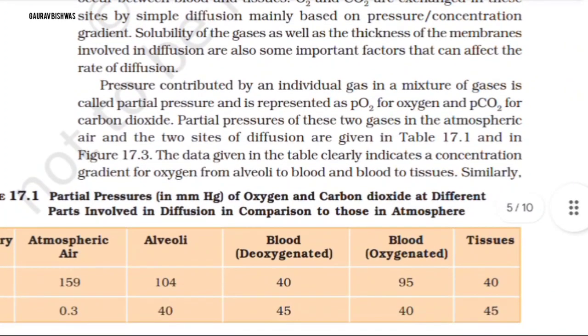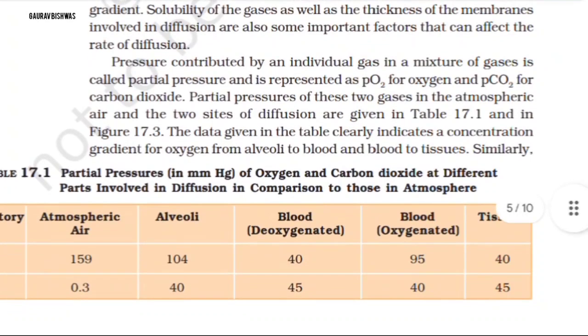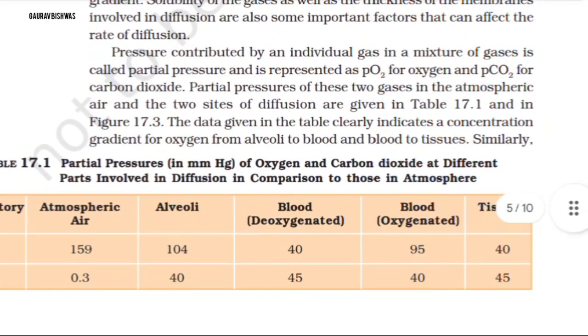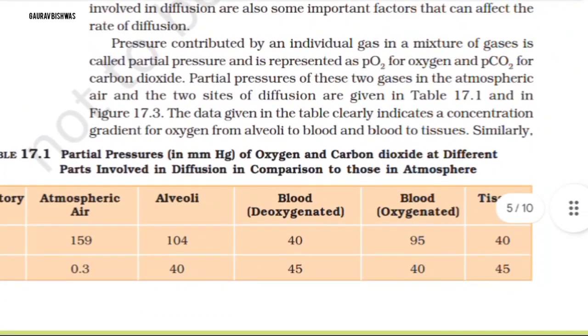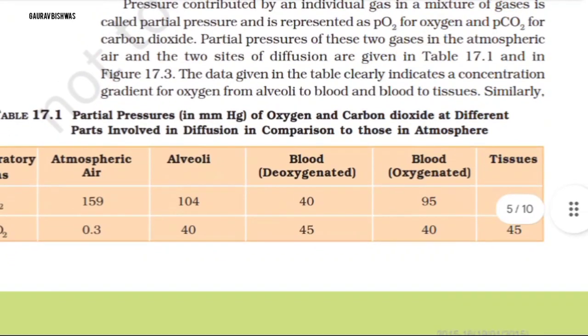The pressure contributed by an individual gas in a mixture of gases is called partial pressure, represented as pO2 for oxygen and pCO2 for carbon dioxide. The partial pressures of these two gases in the atmospheric air and the two sites of diffusion are given in Table 17.1 and in Figure 17.3. The data given in the table clearly indicates the concentration gradient of oxygen from alveoli to the blood and from the blood to the tissue.